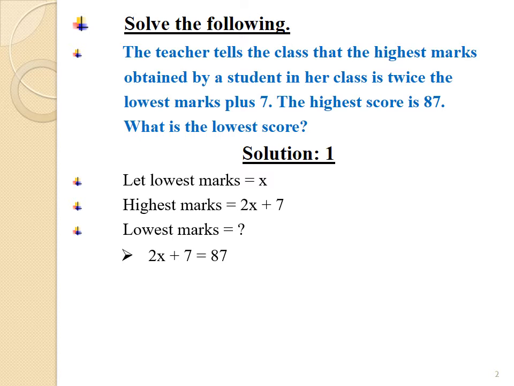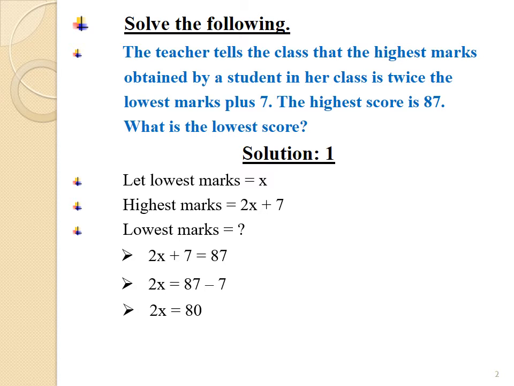Now, let us find the solution of the equation. Now, let us solve this equation by transposition method. Thus, transposing 7 from left hand side to right hand side, we get 2x equals 87 minus 7. Now, subtracting 7 from 87, we get 2x equals 80.